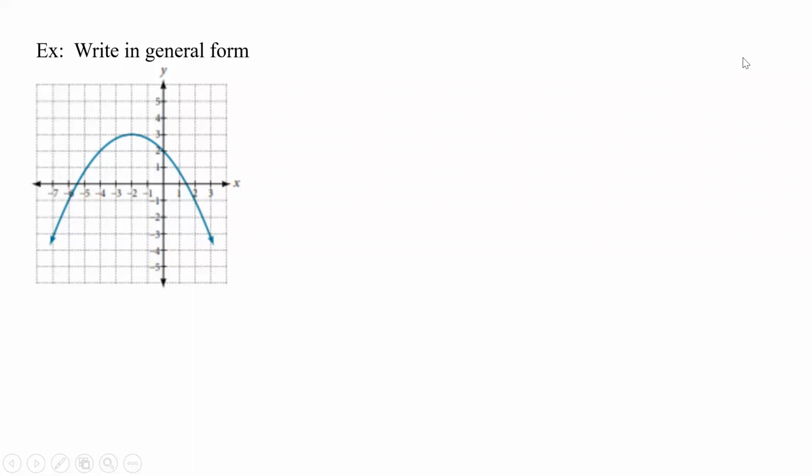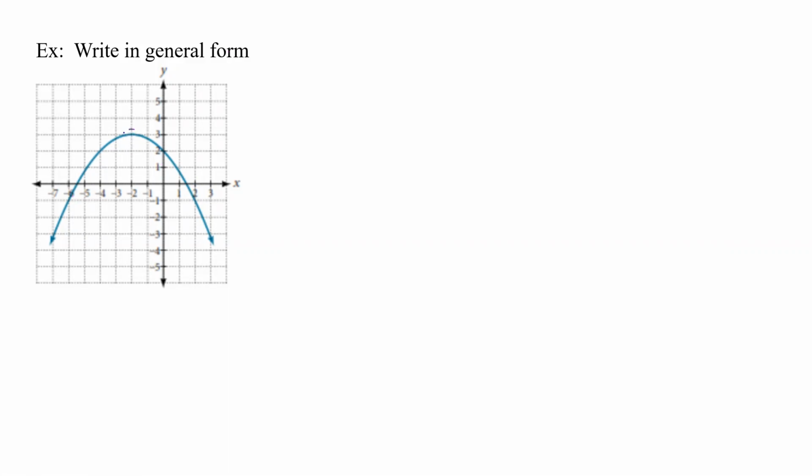All right, so what we're going to do now is go back and work some extra problems of each of the types and make sure we have all those figured out. So it wants us to write in general form the formula for this parabola. All right, so what do we need?